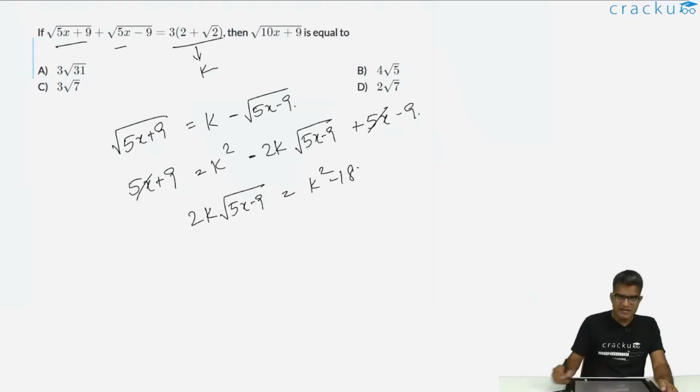Now k is a constant, so we can calculate the value of k square. So we'll have only one term, which is square root of 5x minus 9, which again we can take a square and calculate the value of x. That is what we are going to do. What is the value of k square?